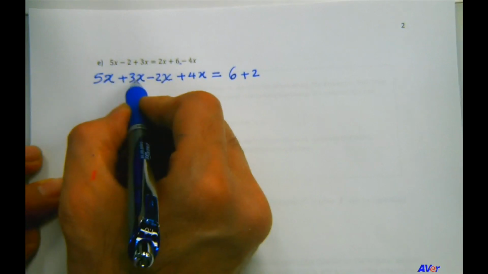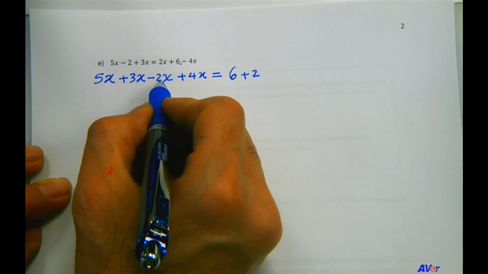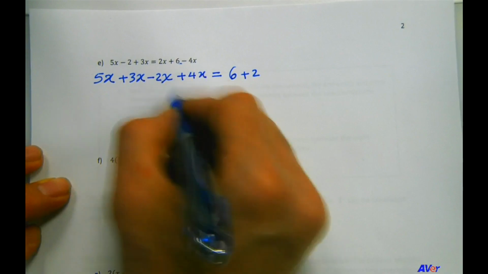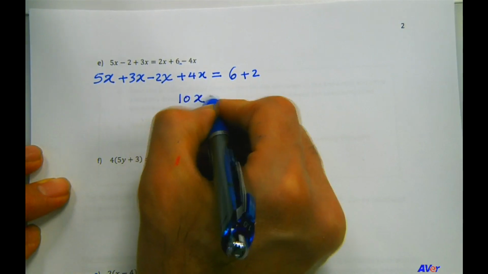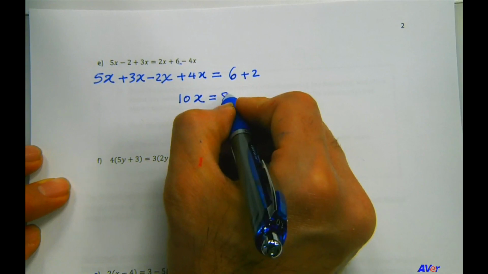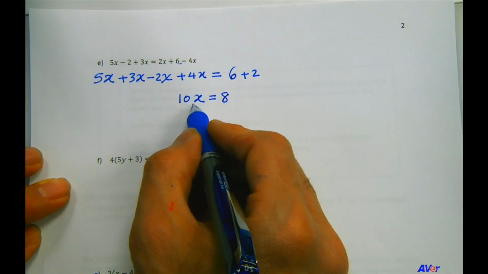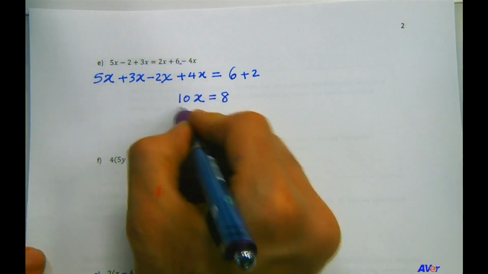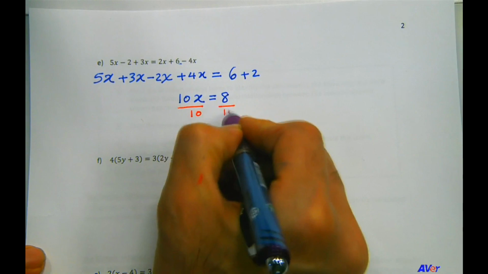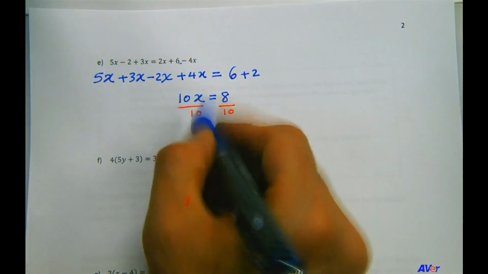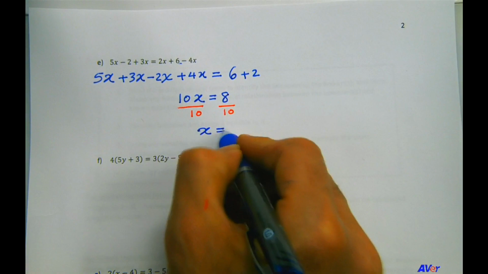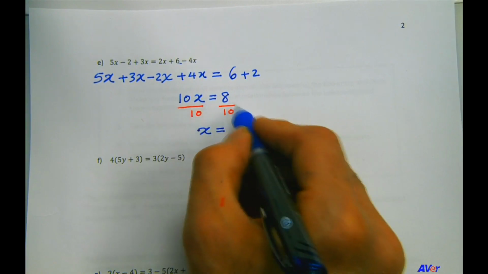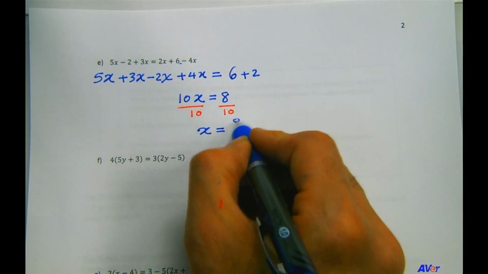Okay, let's combine all these things. 5x plus 3x, that's 8x. Minus 2x, that's 6x. Plus 4x, that's 10x. Equals 8. Right? So we're trying to isolate x. And 10 is preventing us from doing that because it's right next to it. So we need to get rid of the 10. Right? So let's divide both sides by 10. On the left, things simplify and we get x. On the right, we get 8 over 10.